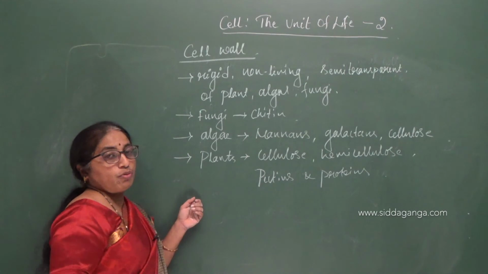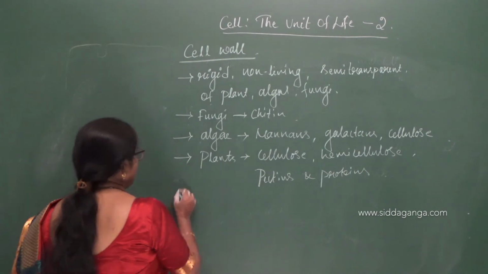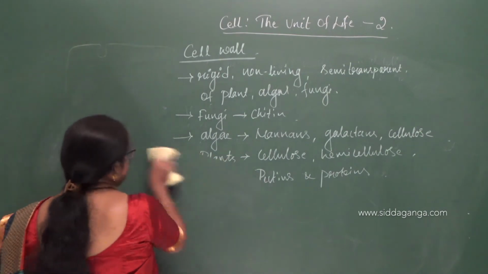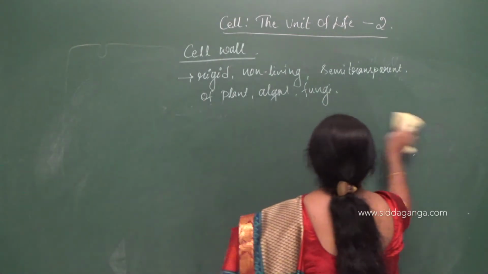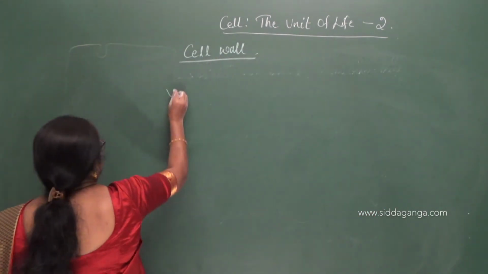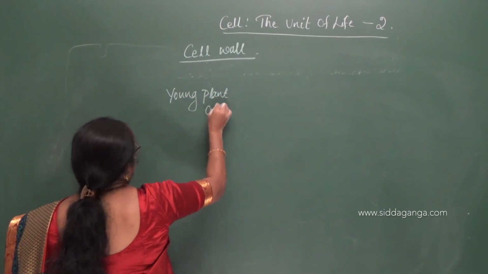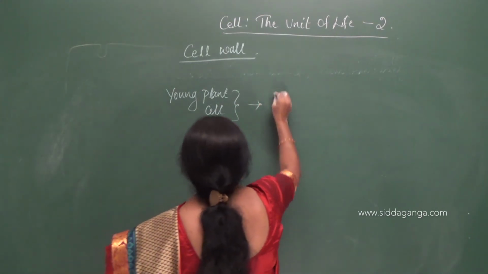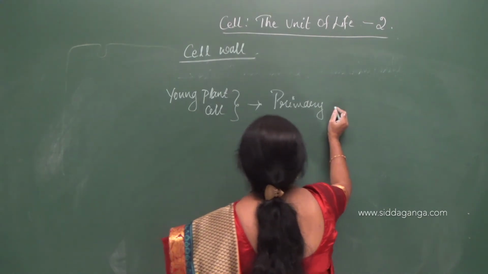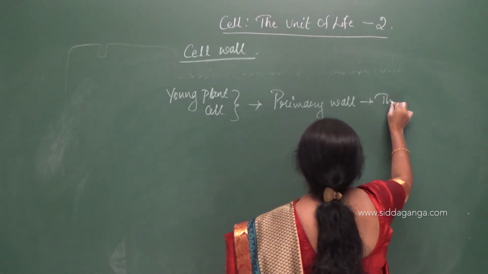So when we look into how the cell wall is formed, when you look into the cell wall of a young plant, a primary wall is formed. In the young plant cell, a primary wall is formed which is made up of cellulose and it is very thin.